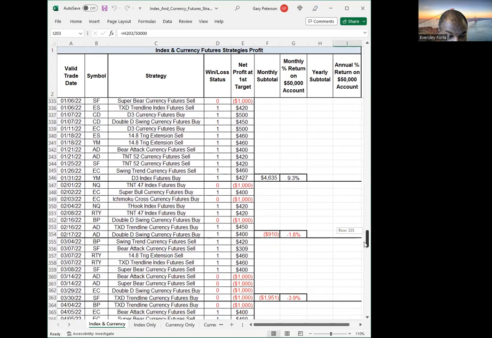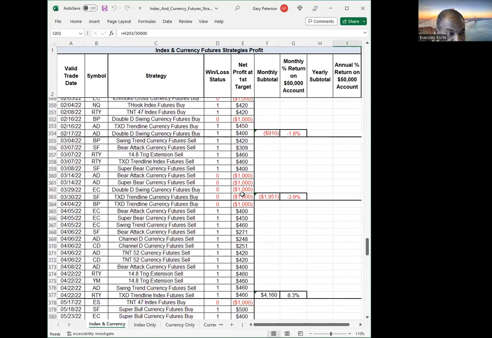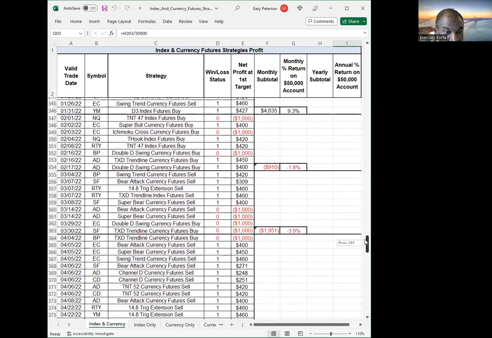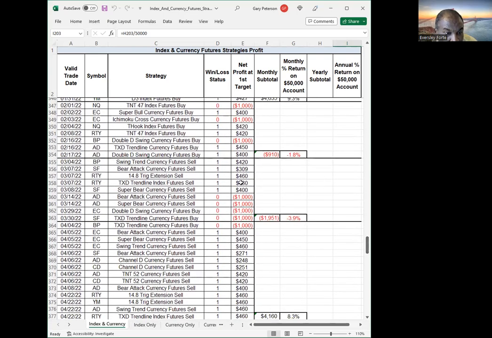2022 was a tough year trading. The currency futures did really well. Index futures came out a little bit negative overall, so we had a slight losing month there.